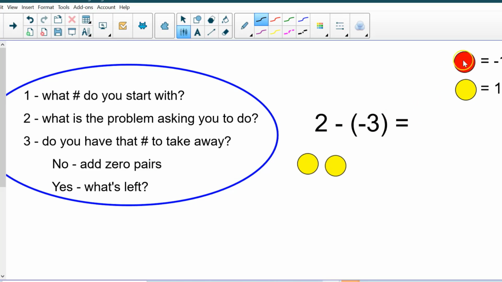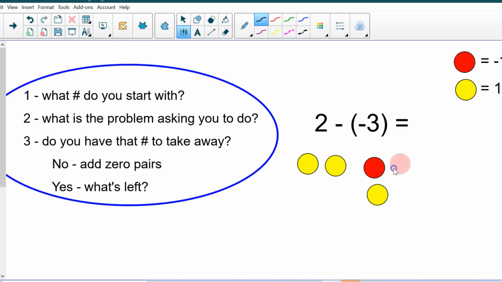0 pairs. So we're going to put on 1 0 pair, because remember, if I'm adding 0, does it change my initial value, my starting number? No, it doesn't change the value of my starting number. So I've put on 1 0 pair. Can I now take away -3? Nope, I only have 1 negative.